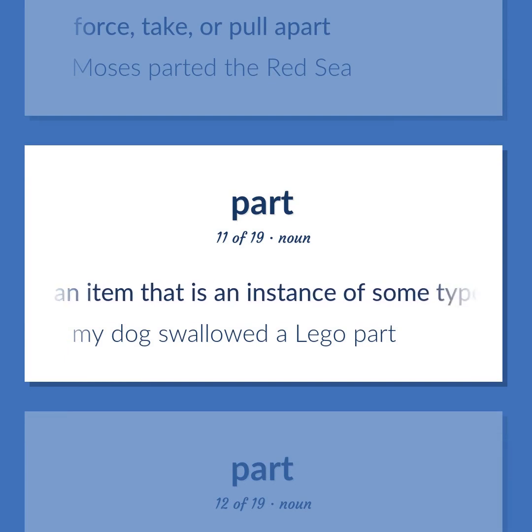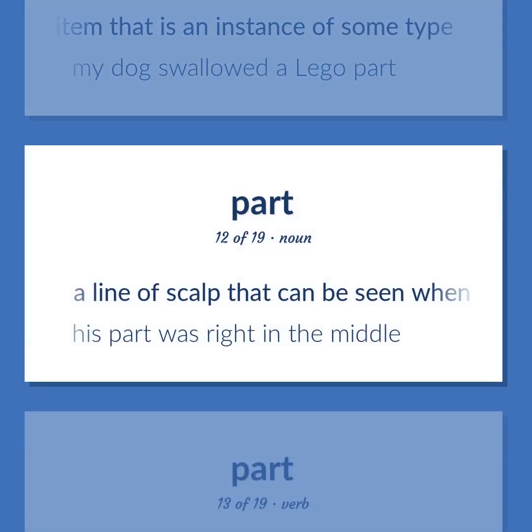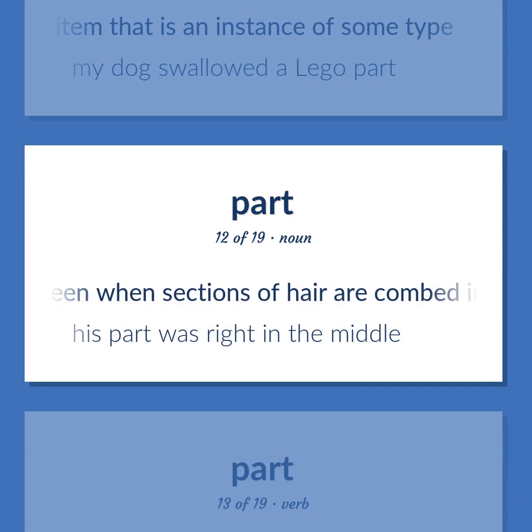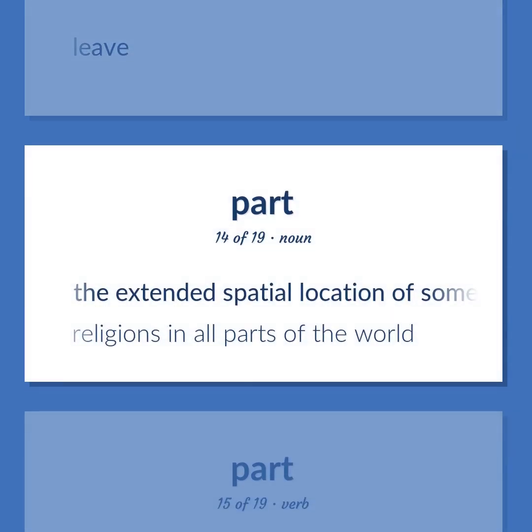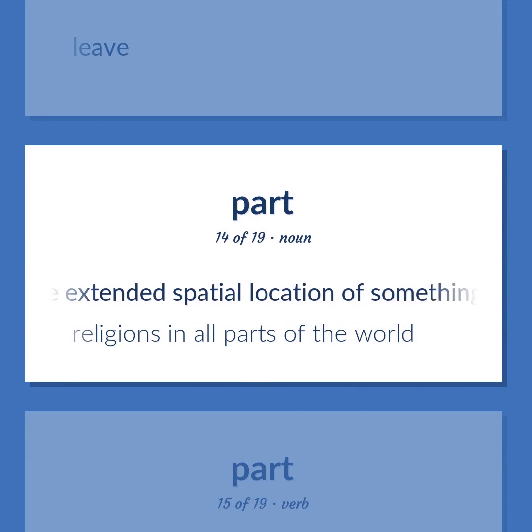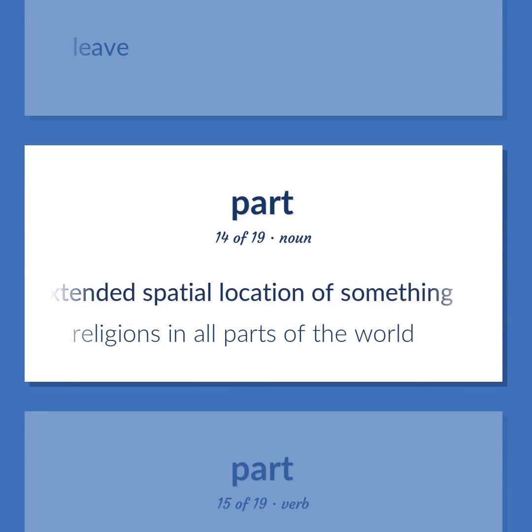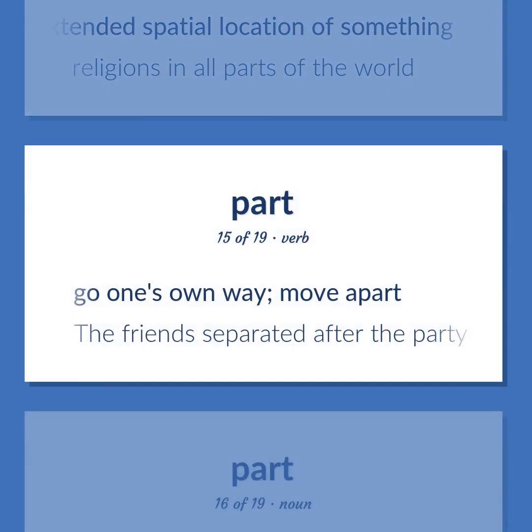An item that is an instance of some type. My dog swallowed a Lego part. A line of scalp that can be seen when sections of hair are combed in opposite directions. His part was right in the middle. Leave. The extended spatial location of something. Religions in all parts of the world. Go one's own way. Move apart. The friends separated after the party.